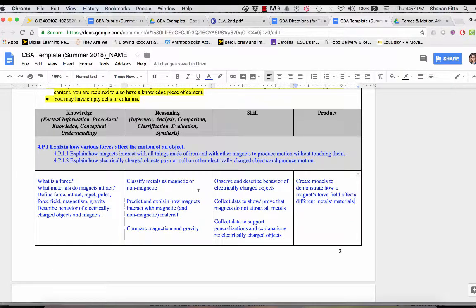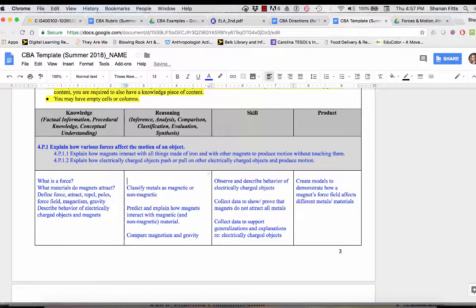In terms of reasoning, in order to figure out whether something is magnetic or not, students are going to have to be able to make inferences based on observations, because magnetism is invisible. It's a non-contact, invisible force. So they will have to make inferences based on observations of magnets' behavior. So we'll add that. They're going to have to classify metals as magnetic or not magnetic. So classification is a reasoning skill. It's not super high level, but it is.